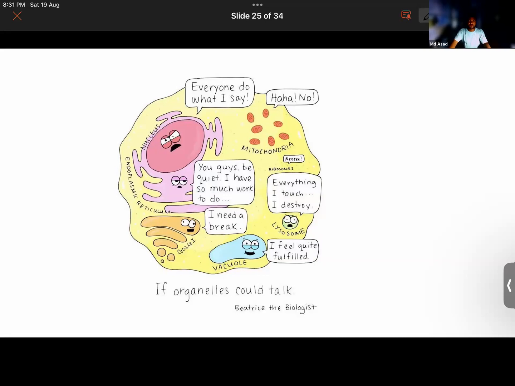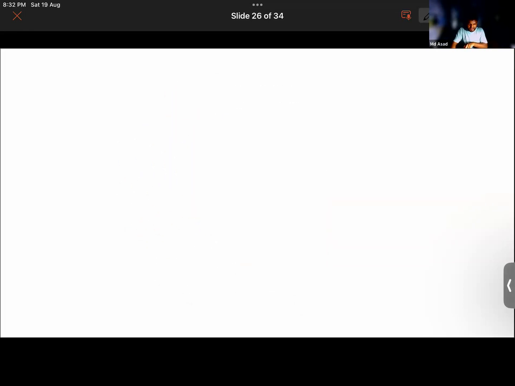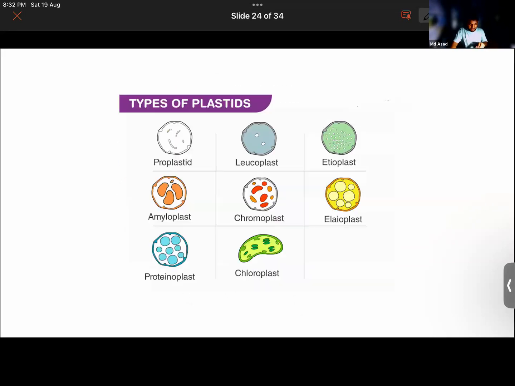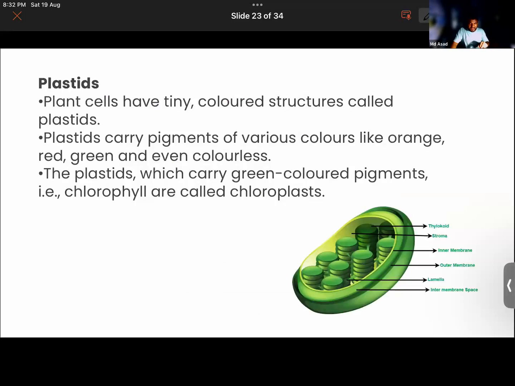Now you will see that this nucleus is commanding the mitochondria to follow it. But in higher classes, you will get to know that mitochondria also has its own command. That's why it says, haha, no, I will not be following you. Getting it, guys? So we will continue from the next class. A few organelles are left, like plastids. We will be discussing that in the next class.